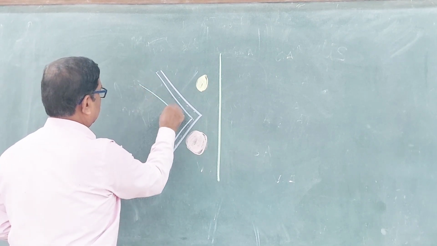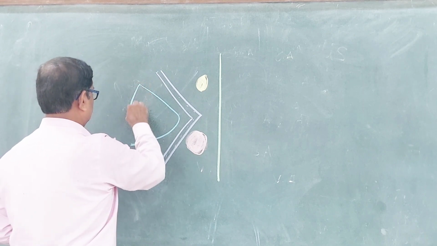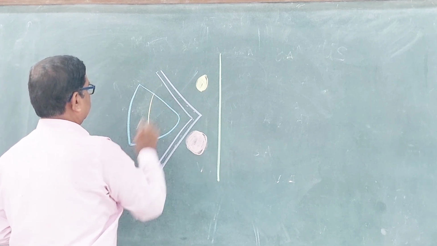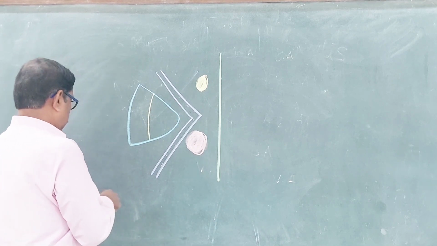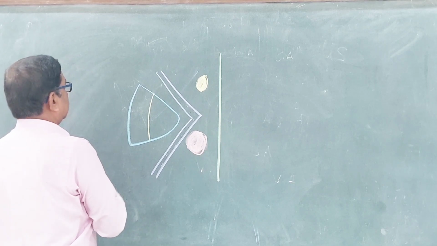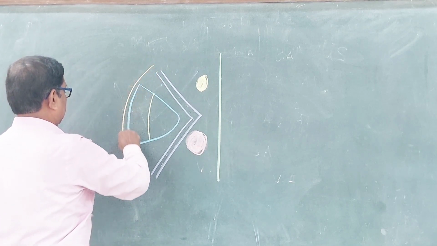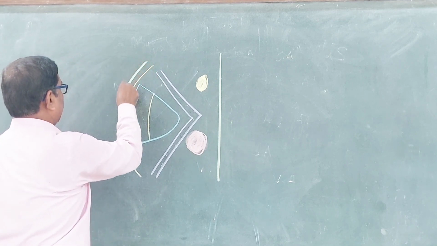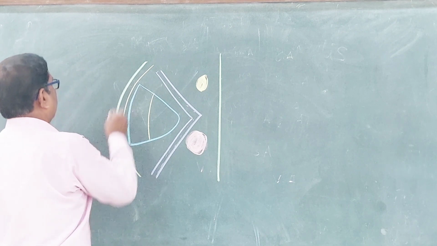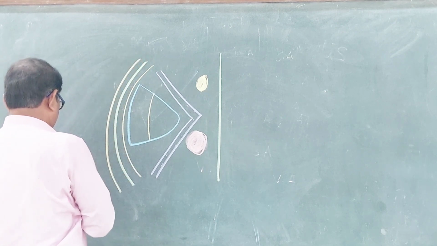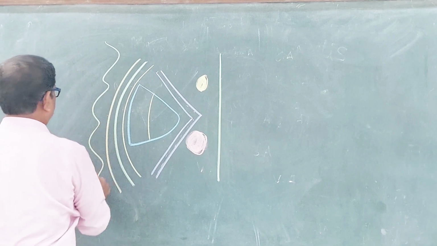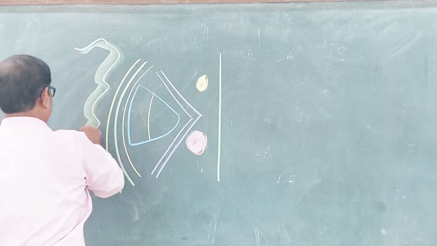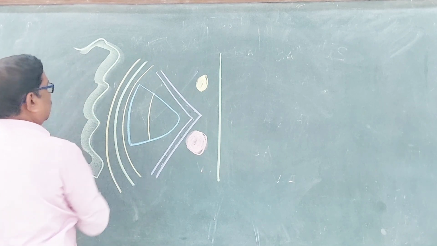Here another nucleus is there, and this nucleus is again divided into two segments. Outside this, there is another white matter, and outside that another grey matter. Again white matter, then the cortical matter or cortex. This is the cortex or cortical grey matter, and this is the sulcus.